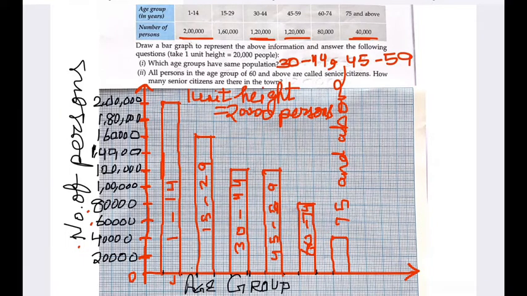Next, all the persons in the age group of 60 and above, fine, are called senior citizens. How many senior citizens are there in this town? 60 and above, how many are there? One is 80,000 and one is 40,000. So we will add these two, 80,000 plus 40,000, it is 1,20,000. These are the number of senior citizens in that particular city.